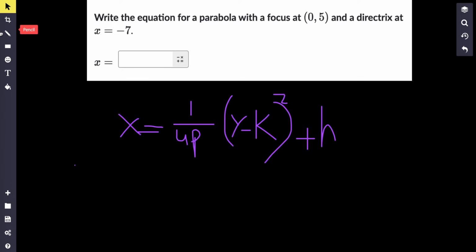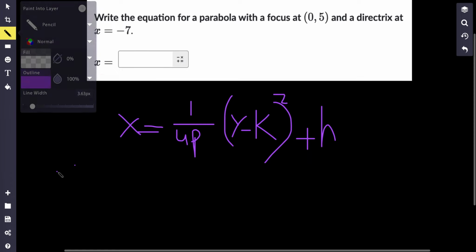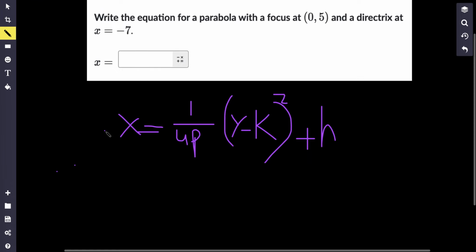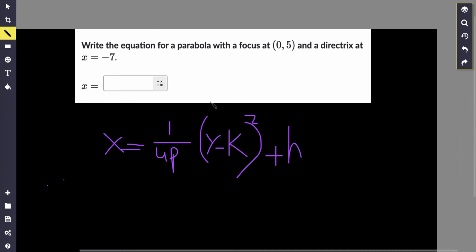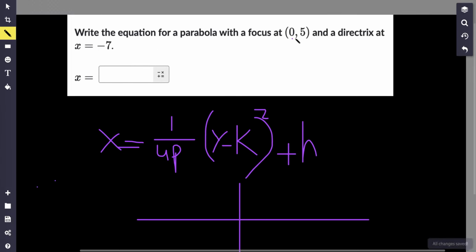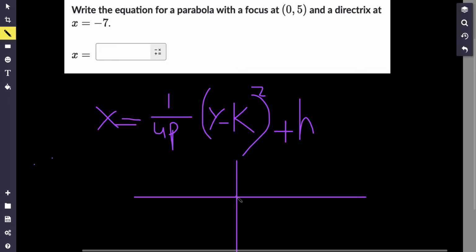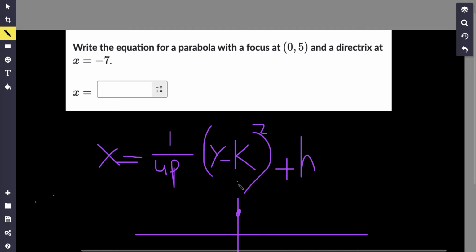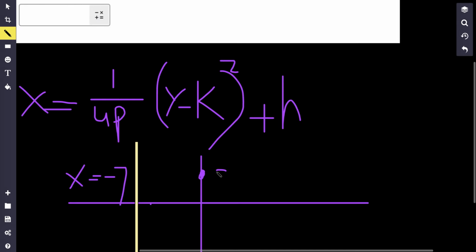Write the equation for a parabola with a focus at (0, 5) and a directrix at x equals -7. So for these types of problems, where you're solving for the equation of the parabola in terms of x, the strategy is very similar to what we did. The first step you always have to do is visualize what's happening. So you have a focus at (0, 5), and you have a directrix at x equals -7.